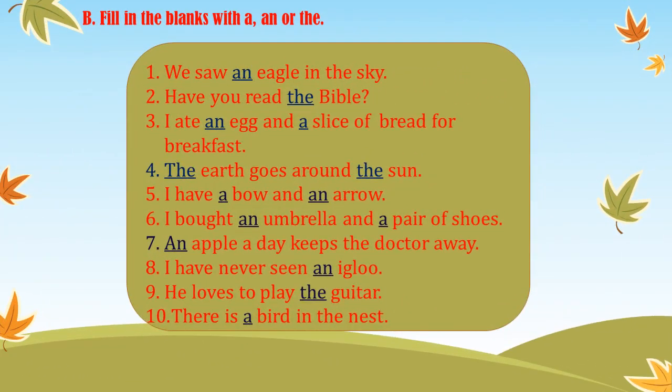Next exercise is fill in the blanks with a, an or the. First one is: we saw dash eagle in the sky. Here, before the word eagle we use an because eagle begins with a vowel letter.